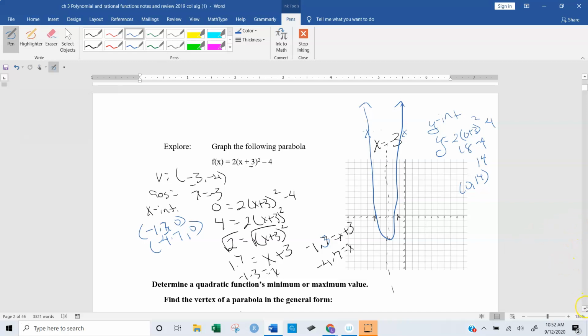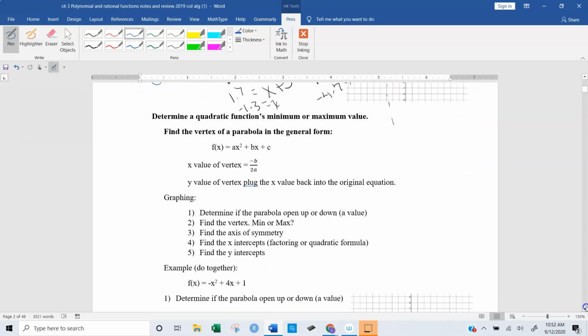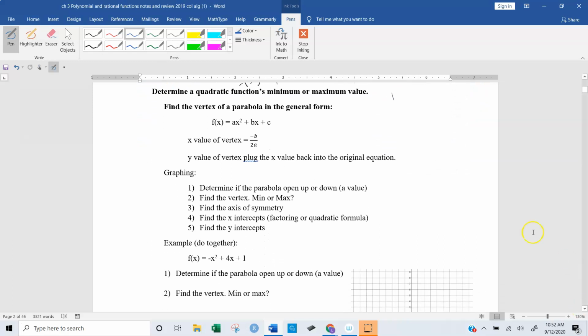Okay, let's do the next one. I want to look at this and determine if a function has a min or a max. I want to find the vertex of the parabola in general form. Now, I'm hoping you remember this, but if you do not, the x value of the vertex is the opposite of b over 2a, and then you take that answer and you plug it into the original to find the y value.